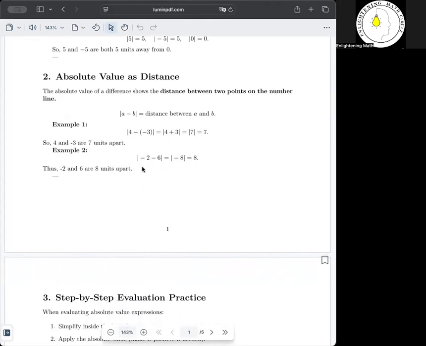Example number 2 here. If we take point negative 2 minus point negative 6, we get the absolute value of 8, and that's just 8. So this tells us that if we're looking at point negative 2 on a number line and then point positive 6 on a number line, because the equation says negative 2 minus b, so this would be minus negative 6, which is positive 6. The distance between negative 2 and positive 6 on a number line is 8 spaces.